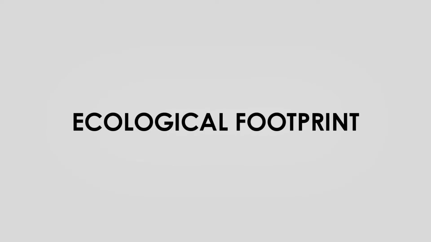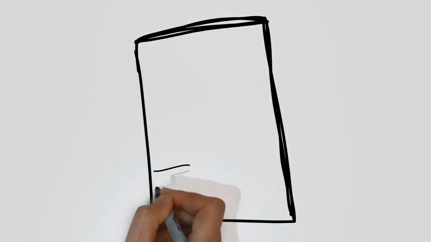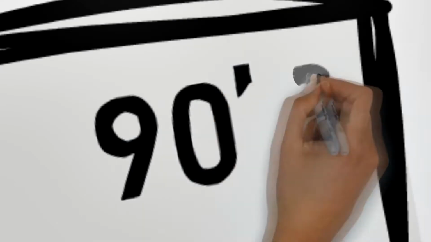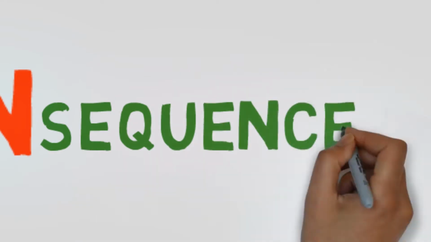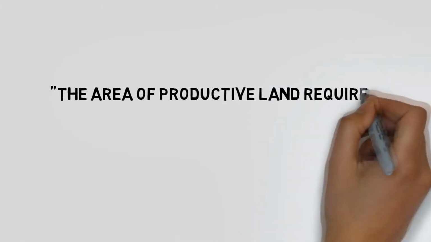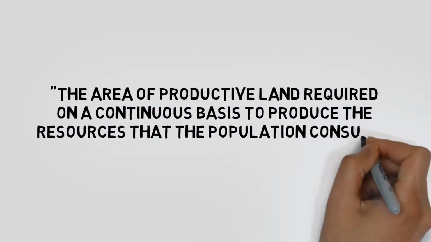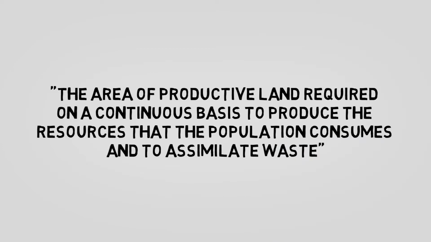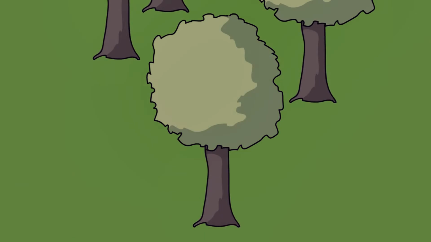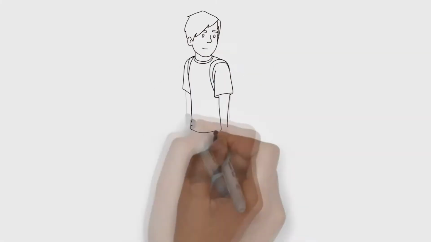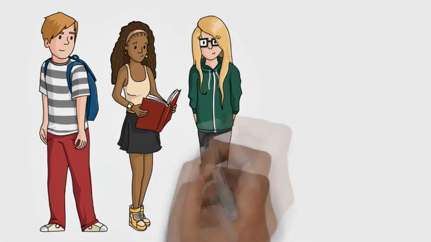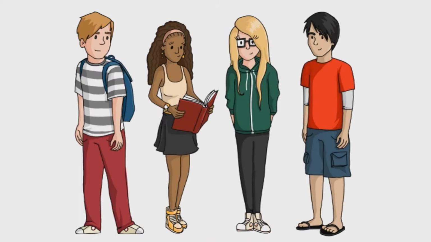So what exactly is the ecological footprint? The ecological footprint was introduced in the 90s to make people more aware of personal consumption habits and the consequences of these choices on the environment. It is defined as the area of productive land required on a continuous basis to produce the resources that the population consumes and to assimilate waste. To simplify, it's basically the amount of land required to produce resources to support your current lifestyle and look after waste. Today we are here to talk about what you can do as students to reduce your ecological footprint.